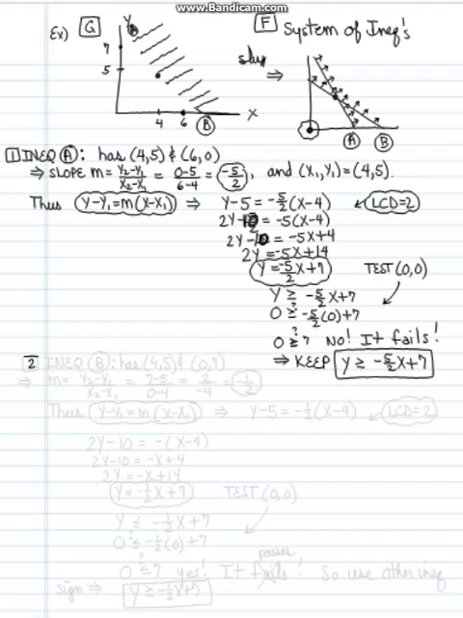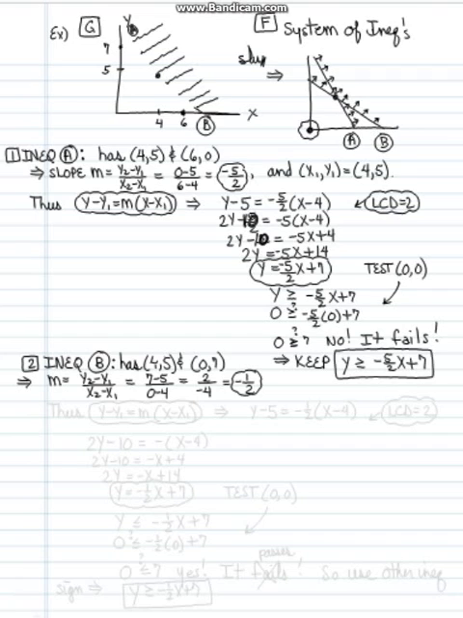Step 2, we're going to find inequality B. It has the same ordered pair 4, 5, and it also has the ordered pair 0, 7. So that implies that the slope, m, is equal to y sub 2 minus y sub 1 over x sub 2 minus x sub 1. So that would be 7 minus 5 over 0 minus 4. 7 minus 5 is 2 over negative 4, so it's negative 1 half. So we've got the slope. And we're going to use the same point we had used last time because it's also a point on this line, the point 4, 5.